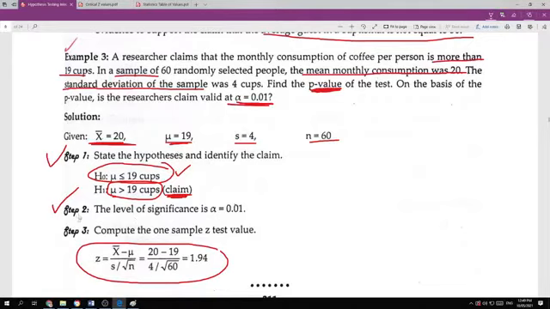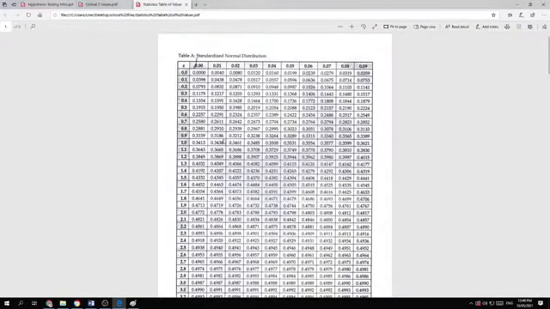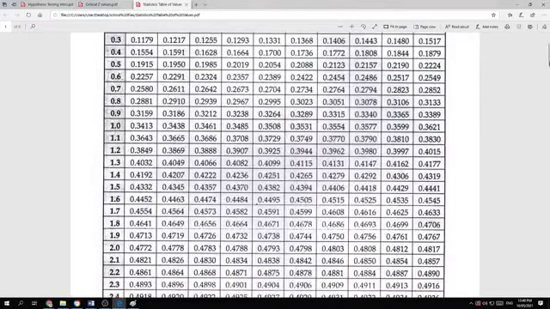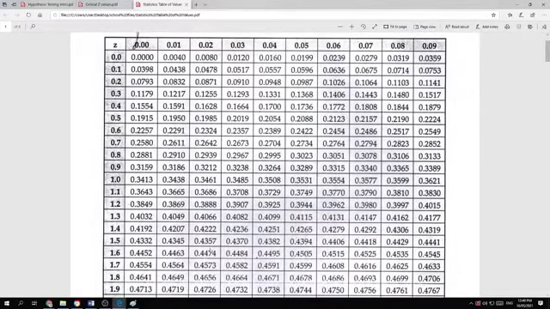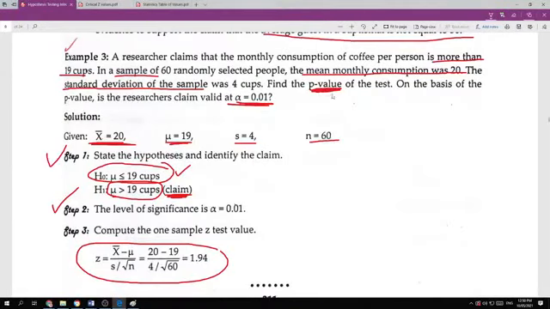Now let's compute the sample Z. So you have there 20 minus 19 divided by 4 divided by the square root of 60. If you solve this, that's 1.94. Refer to the table. What is 1.94 equal to? 1.94. What is that equal to? 0.4738. Okay, 0.4738. That is how I solved for the p-value. So that is now the p-value.